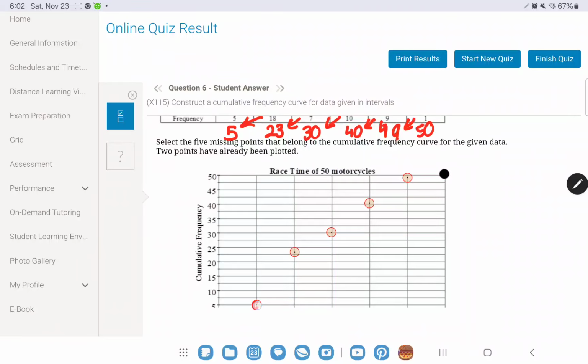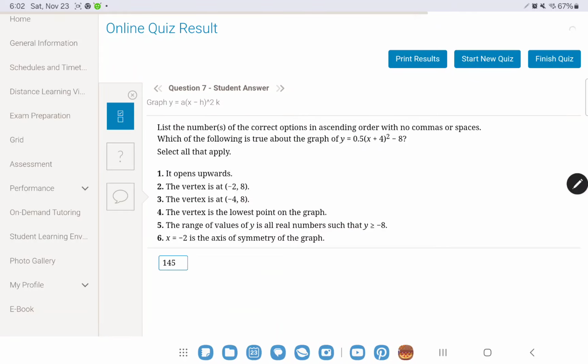Now, this here is 0.5, our first point. Here, for the second one, it's 23. This is 30. This is 40. This is here somewhere. Here is 49. And that's what you do. That's it. Now, let's move on.